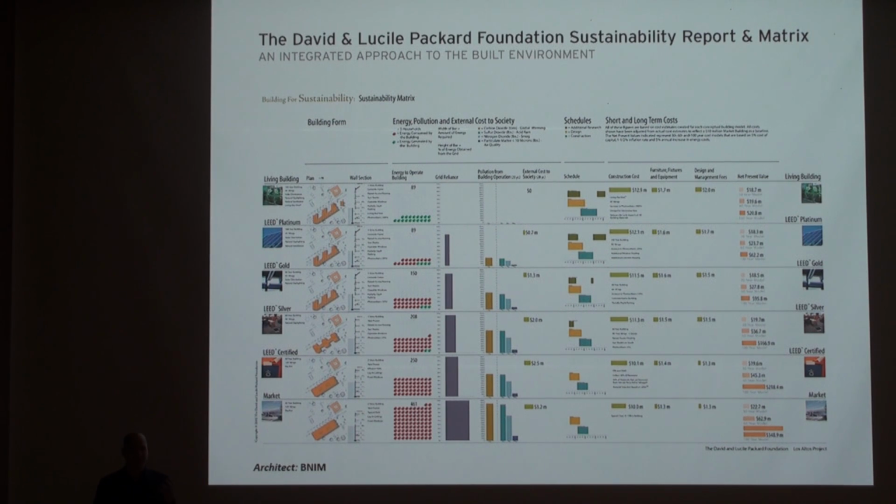The best graphic I've ever seen of system thinking is also done by BNIM. This is for the Packard Foundation. And here you can see 6 incarnations of the same project. The incarnations are based on a market rate building, all the way up through the LEED certified silver, gold, platinum, and all the way up to a living building. So you can think it's the same project, same program, over and over and over, and the only thing we're going to change is the environmental responsiveness. How sustainable is it?